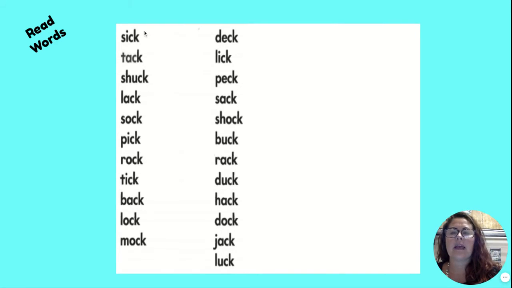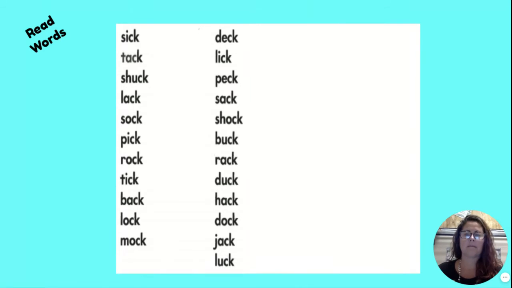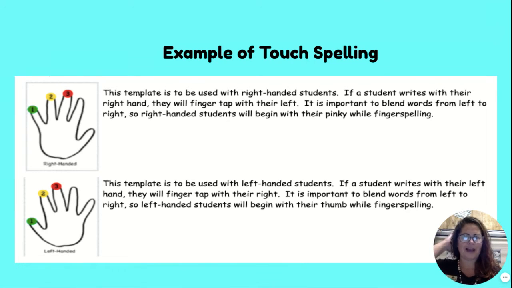So take a moment and read these words. If they make an error, have them trace it and make sure they blend underneath. So pause the video and give your child plenty of time to read those 2 columns. All right. So I assume you paused the video to give them time to do that. So now we're going to go to the spelling portion.